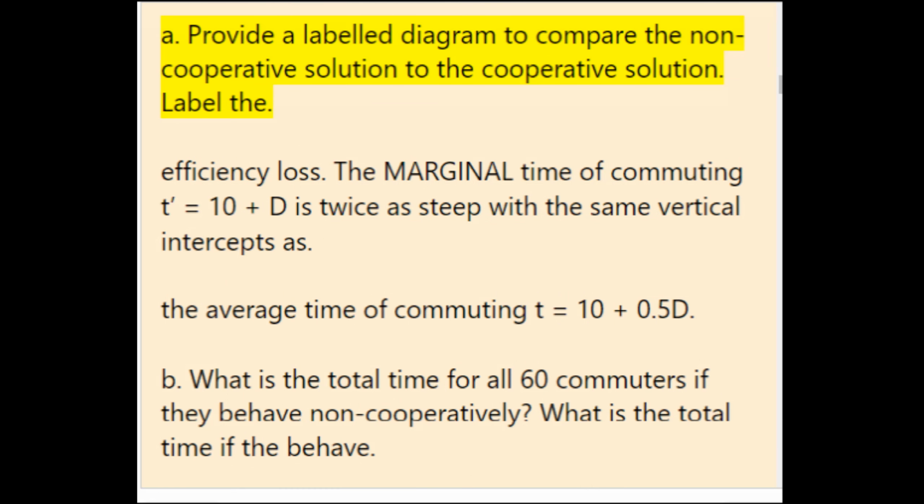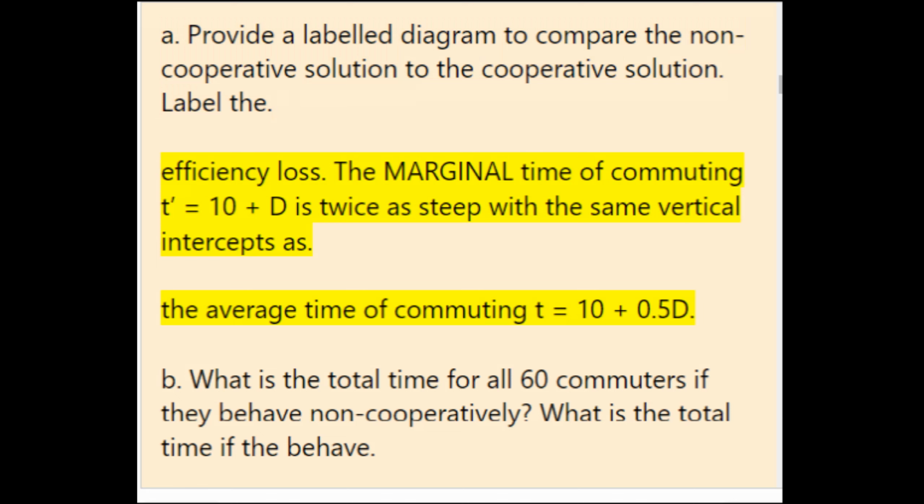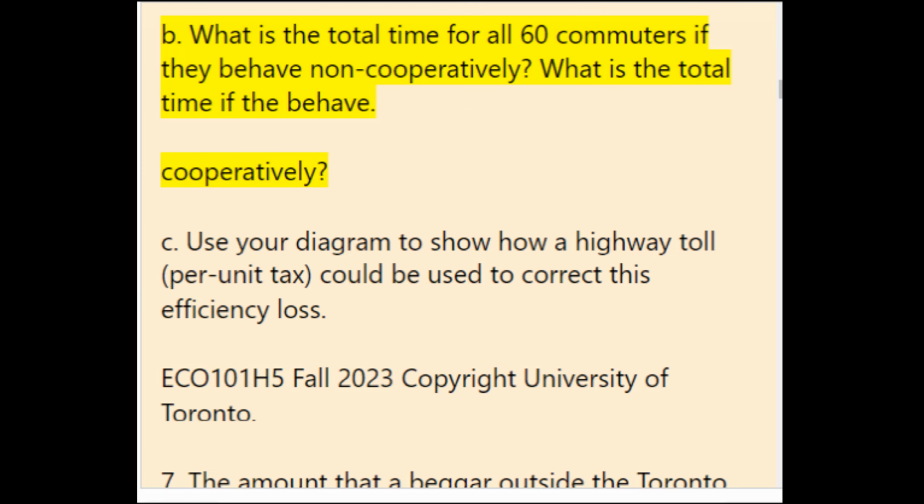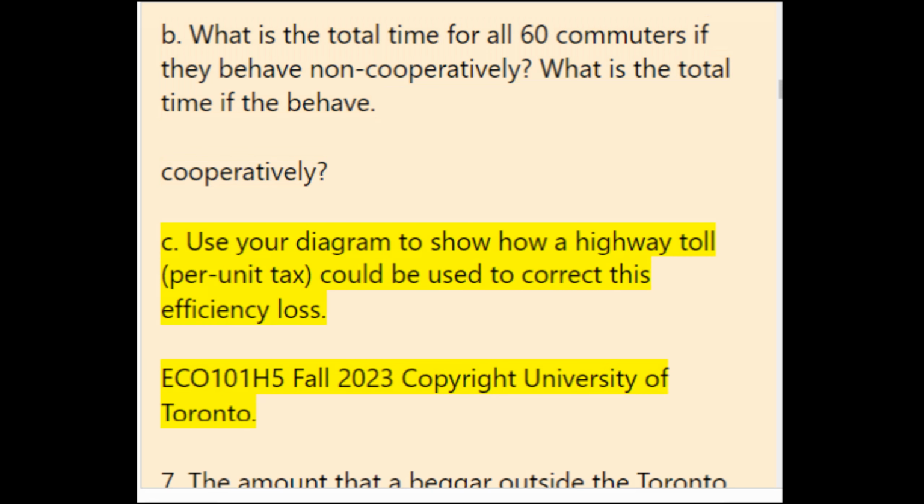Label the efficiency loss. The marginal time of commuting T = 10 + D is twice as steep with the same vertical intercepts as the average time of commuting T = 10 + 0.5D. B. What is the total time for all 60 commuters if they behave non-cooperatively? What is the total time if they behave cooperatively? C. Use your diagram to show how a highway toll, a per unit tax, could be used to correct this efficiency loss.